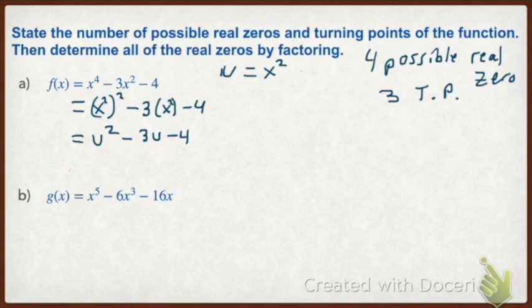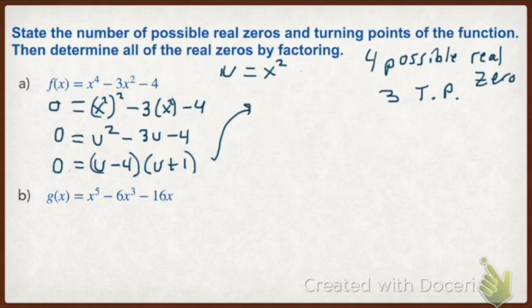For some of you, it'll be easier to factor from this form. So we have u minus 4, what multiplies to negative 4 that adds to 3, and u plus 1. And again, we're trying to find zeros here. Once we've factored it, we're going to plug the x squared back in for u. So now we have 0 equals x squared minus 4, and we have x squared plus 1.